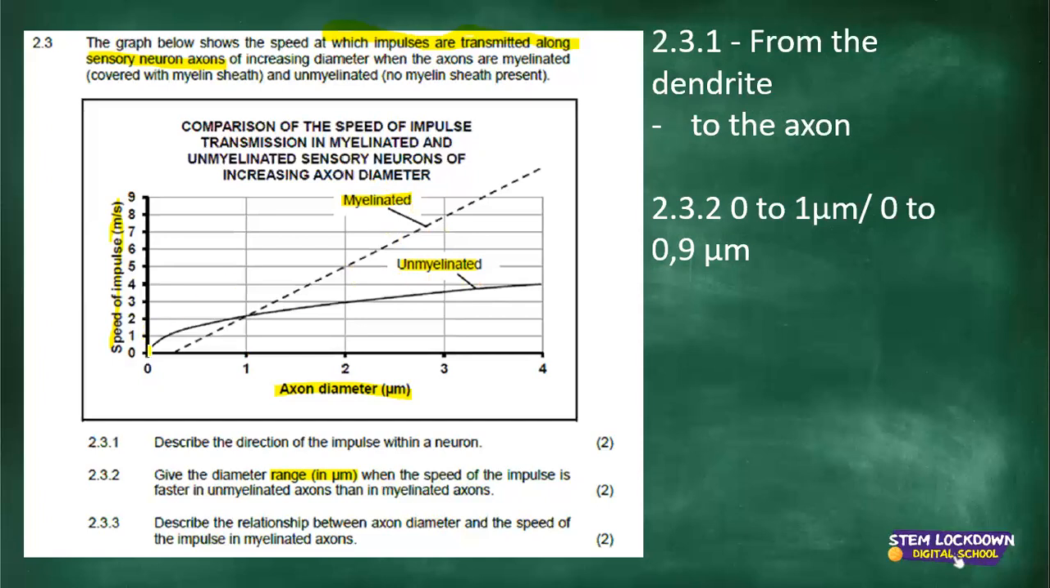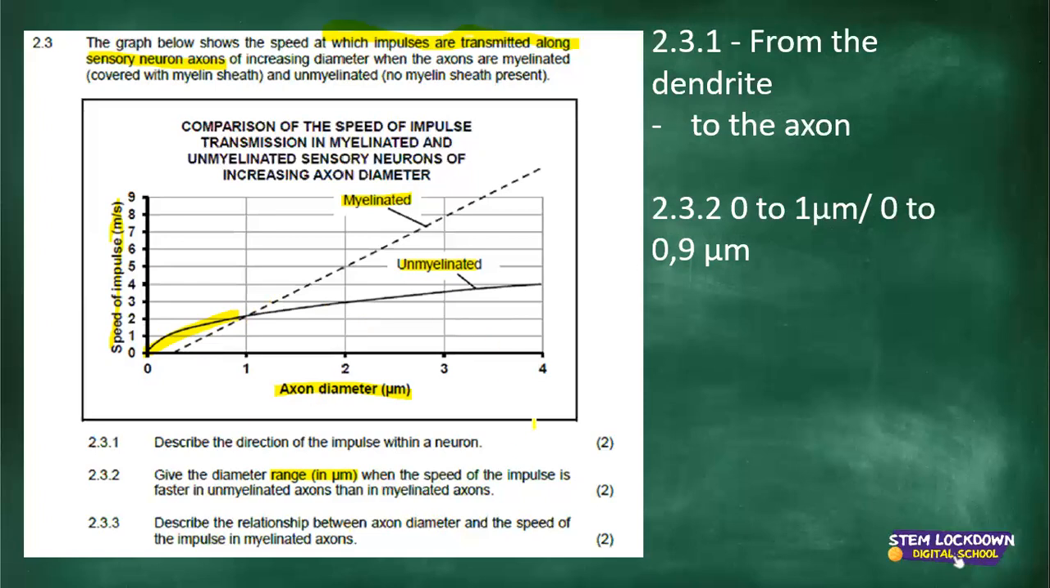And we're looking at our graph here. You can see that from 0 to 1, or 0 to 0.9, because from 1 it's not very clear. So you can say from 0 to 1 or 0 to 0.9, this part over here. In the unmyelinated axons, the speed of the impulse is faster than in the myelinated axons here.